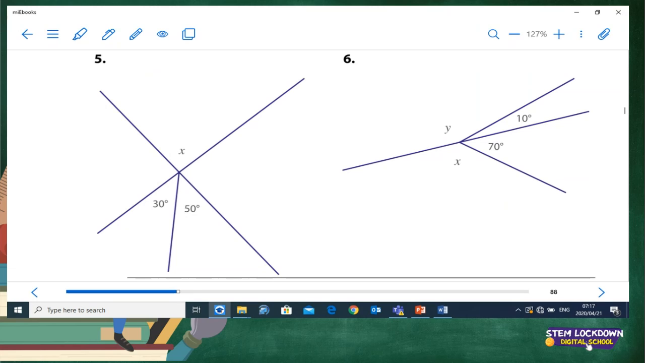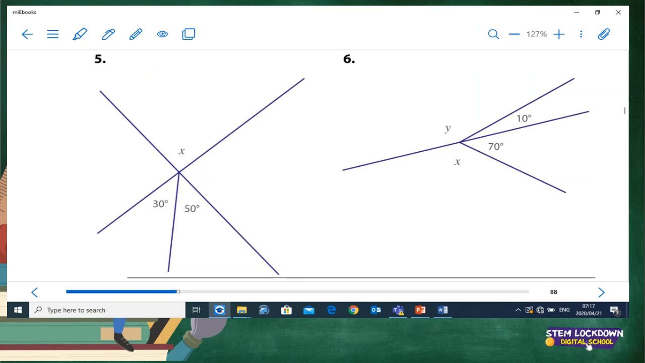What does this tell us? If you add 30 and 50, you get 80 degrees already. So this tells us that the next angle will be 100 degrees. And if this angle is 100 degrees, then x will be 80 degrees. That is one aspect. That is one way of doing it. You can find the missing angle here, which is 100, and then you know that the adjacent angle will be 80.